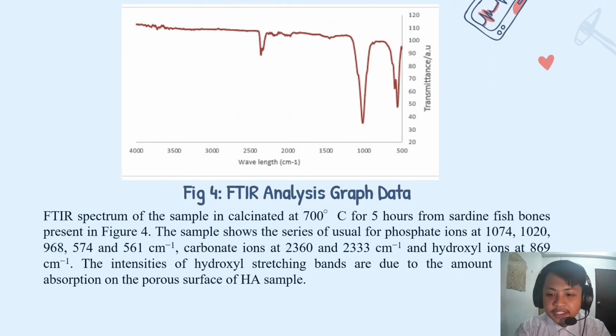For the second analysis, which is FTIR analysis graph data, the FTIR spectrum of the sample calcined at 700 degrees Celsius for 5 hours, the sardine fishbone, presented in figure 4, shows a series of usual phosphate ion, carbonate ion, and hydroxide ion. The intensity of the hydroxide stretching band is due to the amount of water absorption on the porous surface of the HA sample.